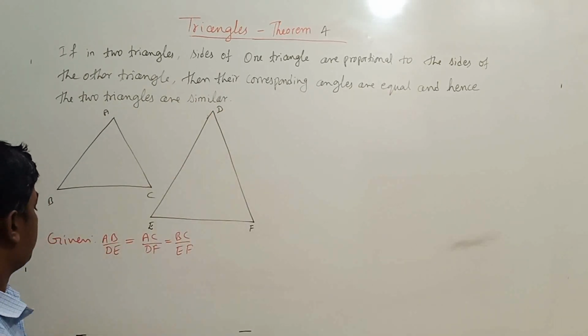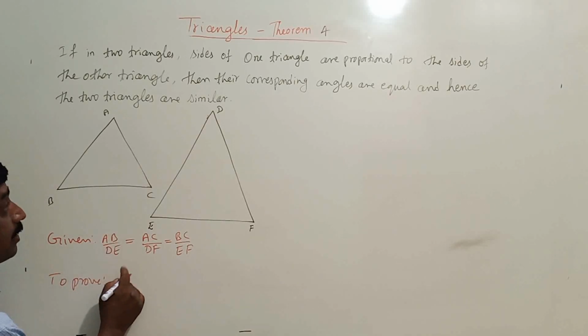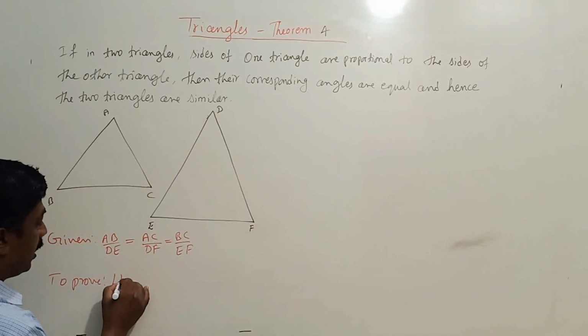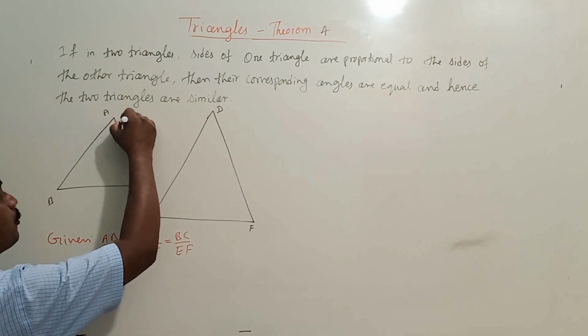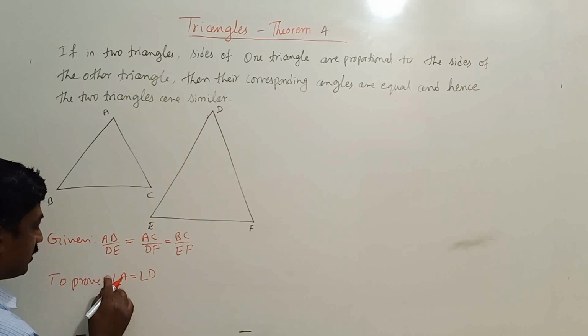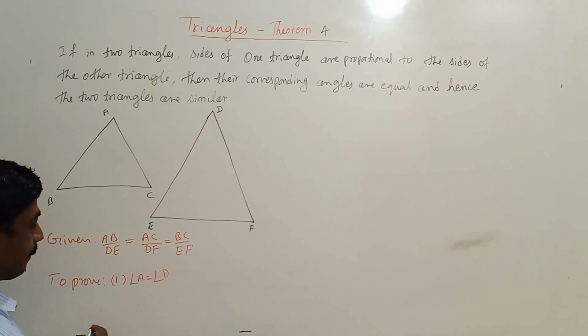Now what to prove? Let me write here. To prove. I need to prove that their corresponding angles are equal. That you need to prove. Angle A you need to prove is equal to angle D. So this is 1. What I need to prove? Angle A is equal to angle D.